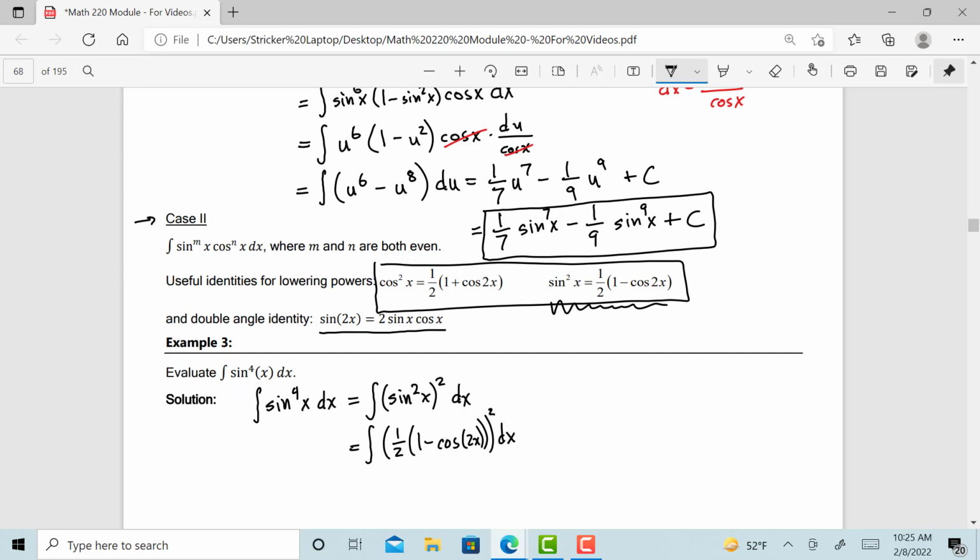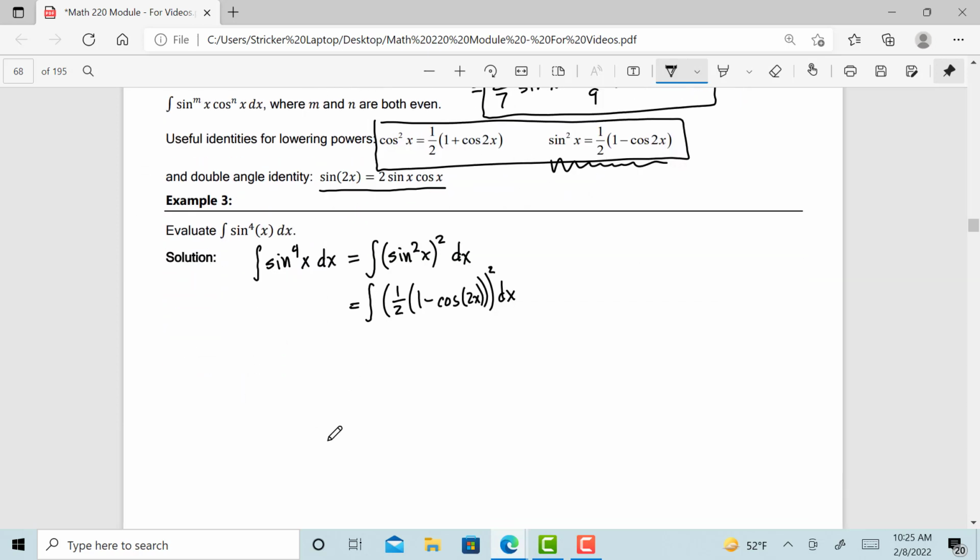And so this is where some algebra comes in. We need to square everything inside those parentheses. So we have the integral of, first of all, 1/2 squared, which is going to be 1/4, because we have 1/2 times 1/2. And then we have to square 1 minus cosine 2x. You can go ahead and do that on the side if you want. 1 minus cosine 2x times 1 minus cosine 2x, right? That's what we get when we square 1 minus cosine 2x.